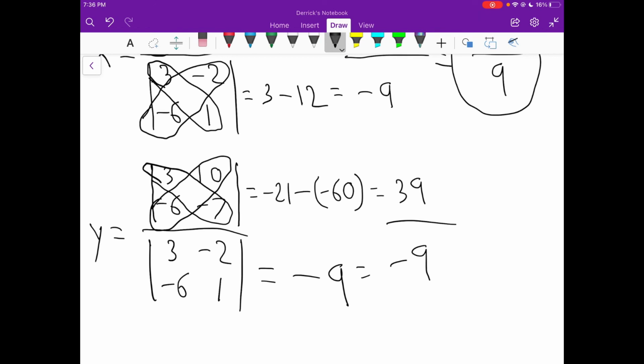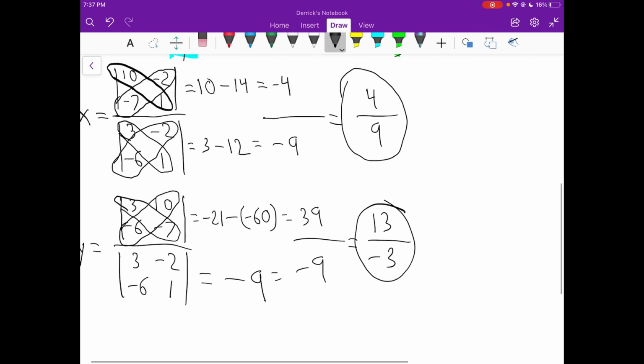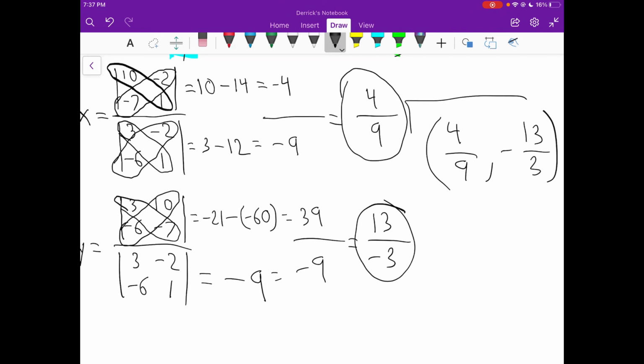39 does not divide by -9, but they can both divide by 3. So we could at least simplify this to 13 over -3. And that means our answer here would be a solution point of 4/9 for x and -13/3 for y. And that would be your final solution to this system.